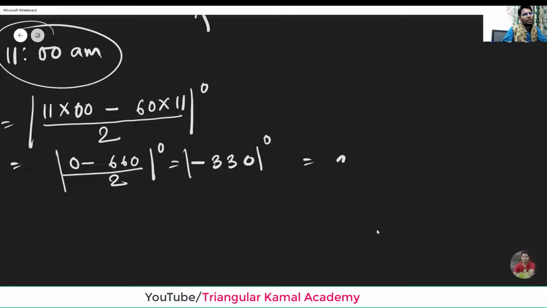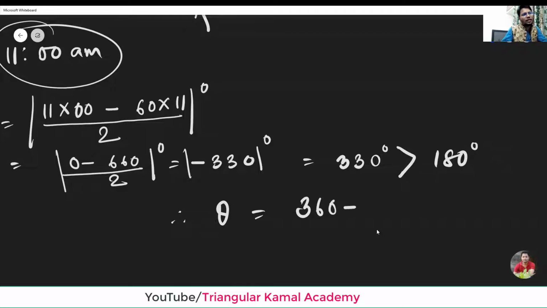So now here 330 degree, but this angle is greater than 180 degree, so that which is reflex angle. So now angle in between minute hand and hour hand at 11 a.m. or p.m. must be 360 minus given angle 330. So now there 360 minus this angle is 30 degree. This is 30 degree, which is our answer.